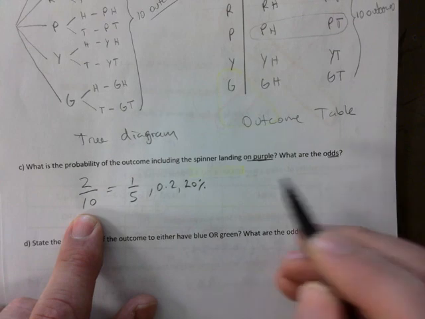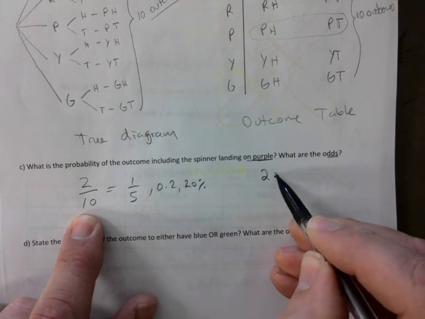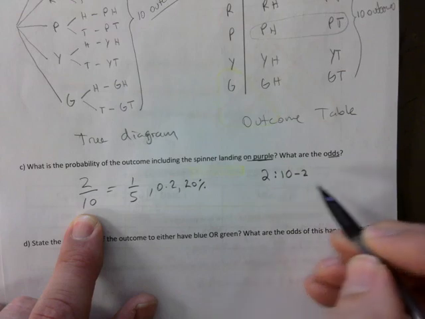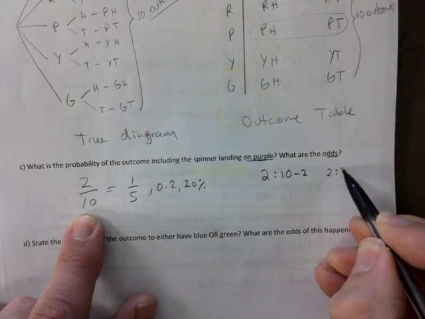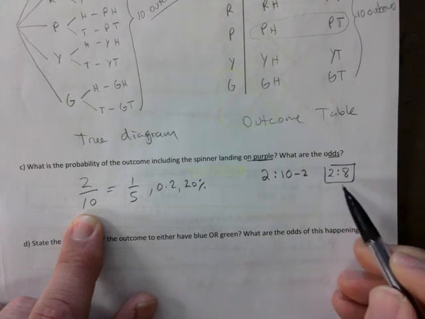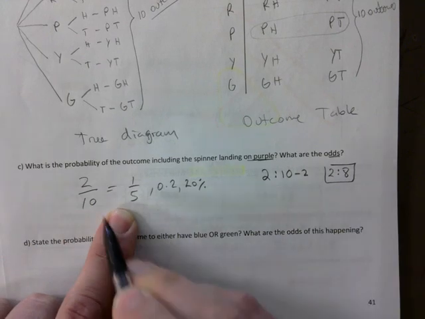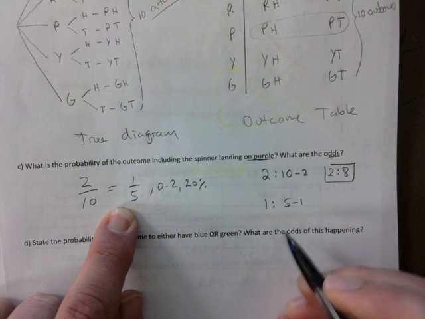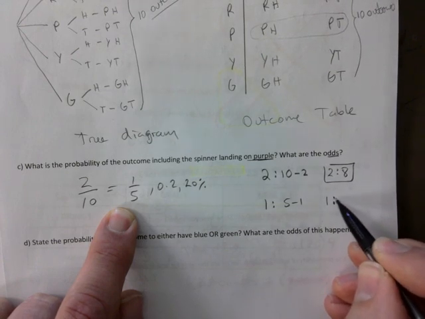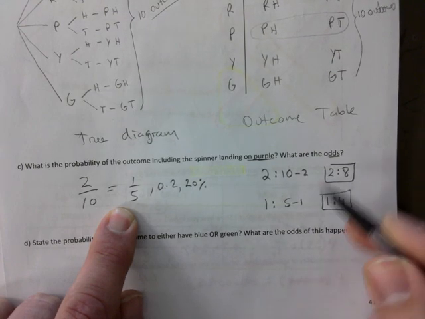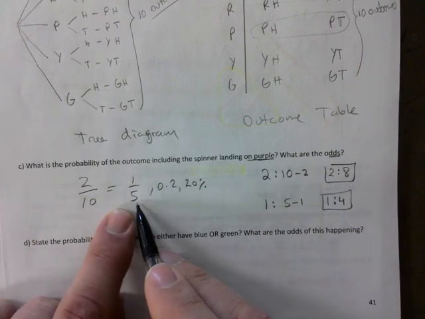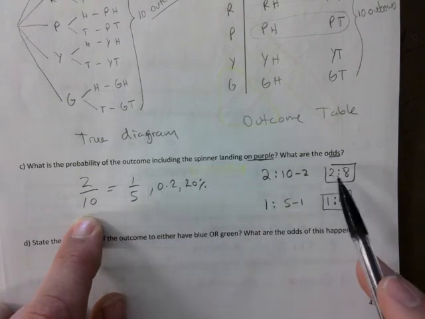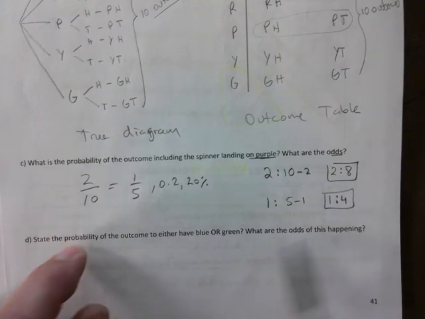Odds, take either one of these fractions, whichever one you prefer. We can take this one, so you go 2, and on the other side you go 10 minus 2, right? And that will give you 2 to 8. You can reduce this one, or you can use this fraction here and say it's 1 to 5 minus 1, which is 1 to 4. You see, everything is connected, right? Like you can reduce here and then get that, or you can just use this one and reduce that one.